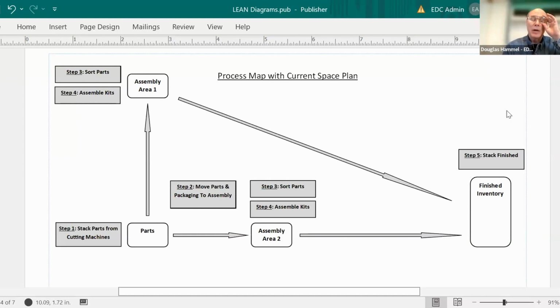So now let's look at the process map with the current space plan. Now, this is just a different way to look at it. We have the process steps back in the gray boxes, and you see step 1, stack parts from cutting machines. And it's put in a parts area, but the parts area isn't anywhere close to the assembly areas. That's why the repetitions. But now you see that step 2, moving the parts to packaging, goes 2 different places. So that in both assembly area 1 and assembly area 2, you have step 3 and 4 replicating over and over again. And then the arrows from the assembly area show again that there are big distances to take those finished packages into finished inventory.